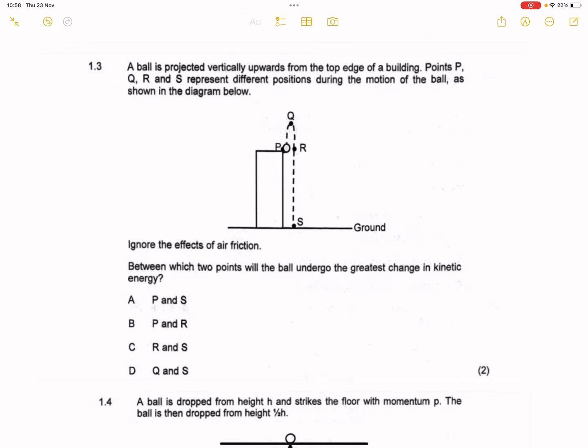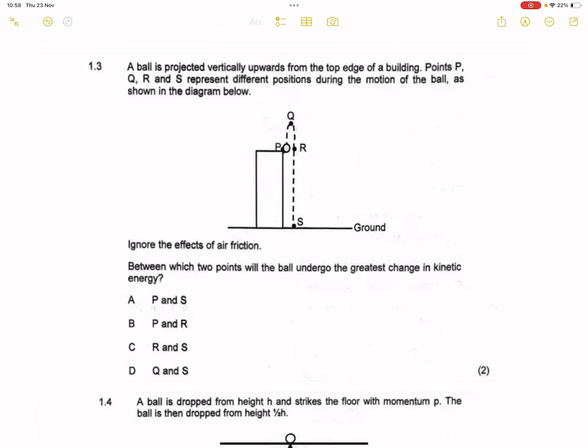They say a ball is projected vertically upwards from the top edge of a building. They say points P, Q, R, and S represent different positions during the motion of the ball as shown in the diagram below. They say ignore the effects of air friction, right? Between which 2 points will the ball undergo the greatest change in kinetic energy?